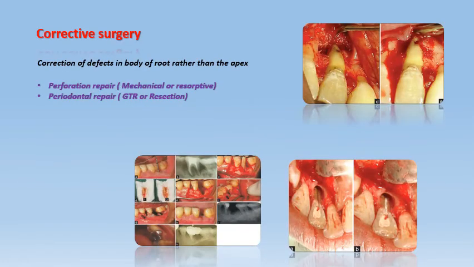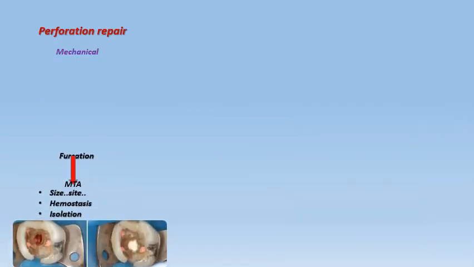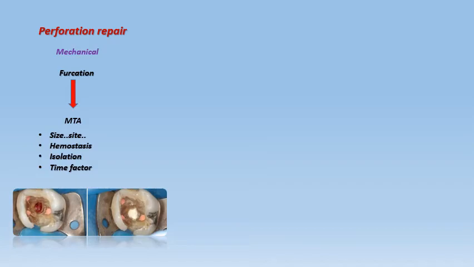The last part of our presentation is the corrective surgery. The corrective surgery is done to correct a defect in the body of the root rather than the apex, such as perforation repairs and periodontal repair. Perforation repair: if it is a mechanical perforation, I can repair it with MTA.